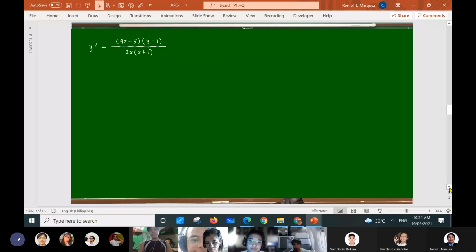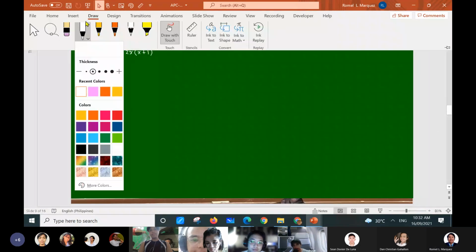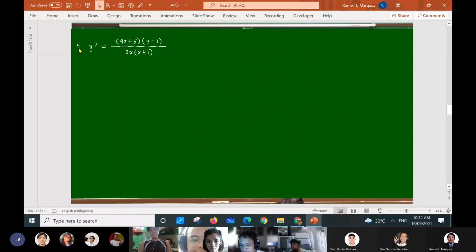What about this? This is number 5. The given is in derivative form. This is a differential equation in derivative form. First order, first degree. Question is, can we separate variables and express this in differential form? Yes. Because y prime means what, guys? dy over dx. Am I correct, children?